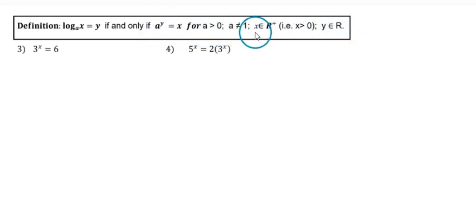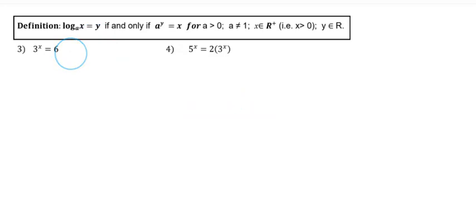Notice all the restrictions there. For a log, the domain is always that x must be positive, and the a must be positive. A may not be 1. We don't have log to the base of 1. But the y can be anything. Remember the graph that we've shown previously.